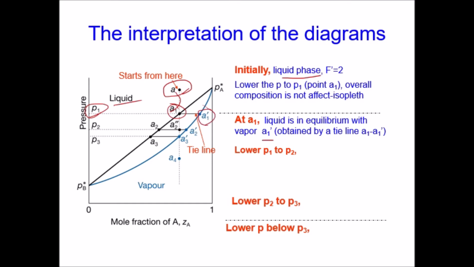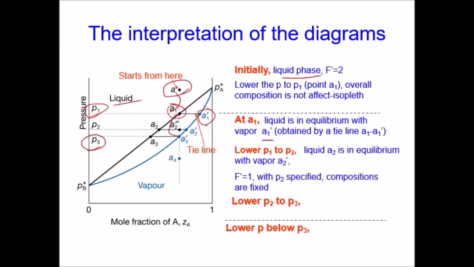So when you lower the pressure further, before it reaches P3, you always see two phases. So the two phases, one is a liquid and one is a vapor phase, until the pressure is low enough to go below P3. So for example, at A4, all the liquid has vaporized and becomes a single vapor phase.